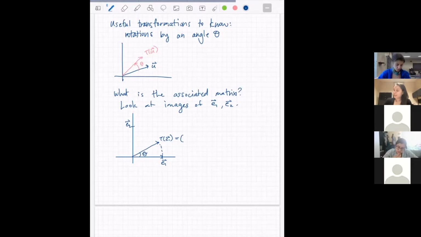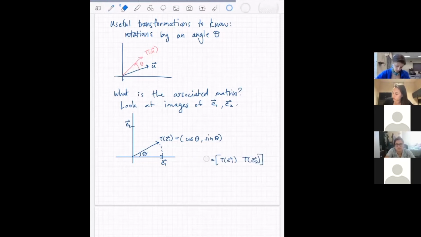Cosine of theta. And then the y coordinate is given by sine of theta, right? Okay, so that's our image of our first vector. So we could start to form our matrix by writing this as, so we know that it's going to look like T of E1 times T of E2.